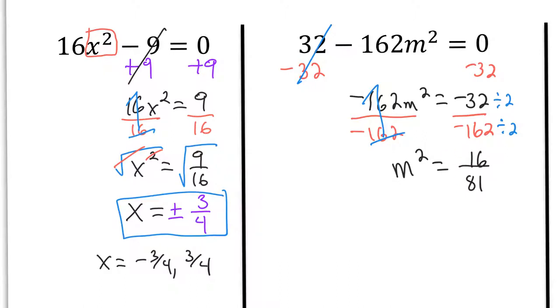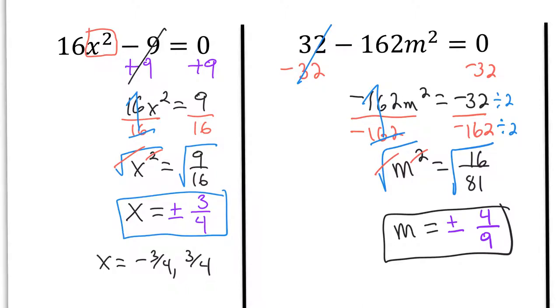Now, you cannot reduce this fraction and get rid of the square. So to get rid of the square, we take the square root and the square root. So this cancels, that one cancels. M equals, don't forget the plus and the minus, and the square root of 16 is 4. The square root of 81 is 9. So my two answers, m equals positive 4 over 9 and negative 4 over 9.